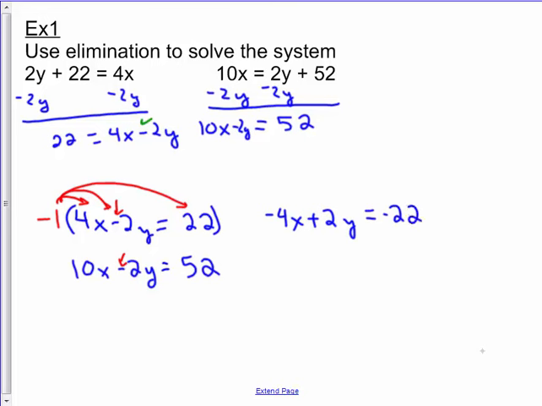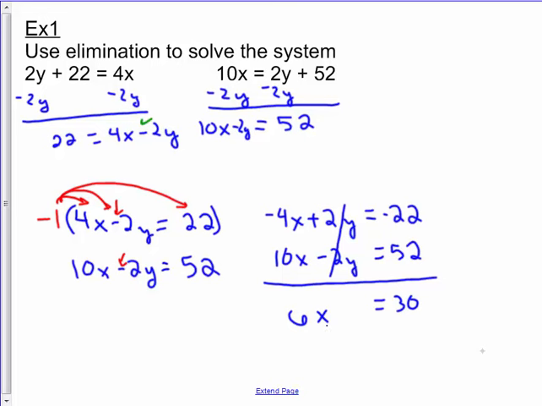The key in this is you have to remember to distribute to the whole thing, to the left side and the right side. What I do to the left side, I have to do to the right side. So now, I've lined everything up. Now I'm going to add down. When I add down, the 2y and the negative 2y cancel out. I'm left with 6x equals 30. And from here, we just solve it like we usually would. Divide by 6, x equals 5.